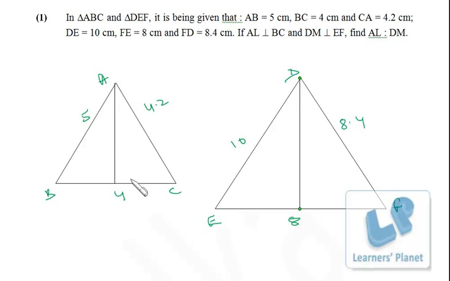Now that's pretty simple. In ABC and DEF, you can observe that the three sides are in proportion. It is 5, it is 10, double of that; 4.2, 8.4, double; 4 and 8, double. That means triangle ABC and DEF are similar to each other, right? If the triangles are similar to each other, their altitudes will also be in the same proportion, right? So AL and DM will also be in the ratio 1:2.